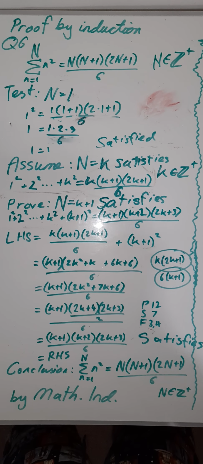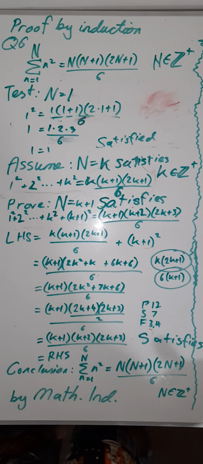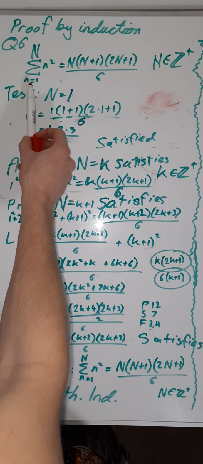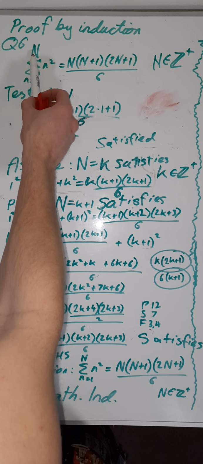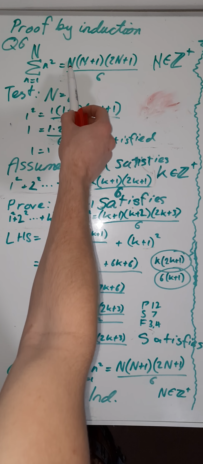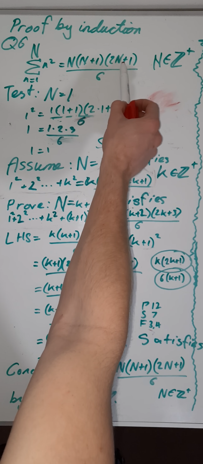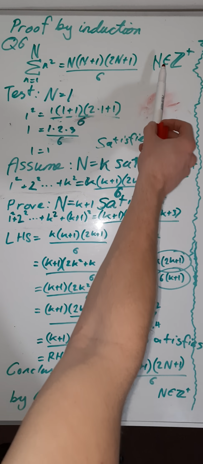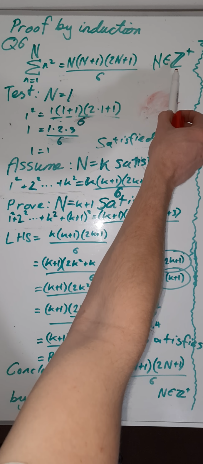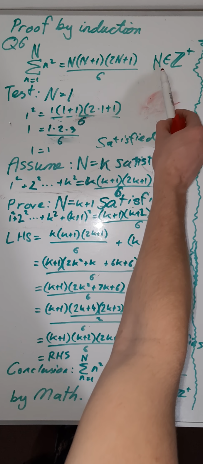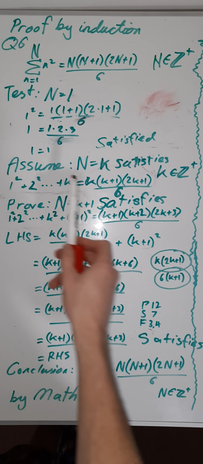The question I've chosen is question 6: the proof by induction that the sum of squares of integers from 1 to capital N equals capital N times capital N plus 1 times 2 times capital N plus 1, all over 6, where capital N is a part of the set of positive integers.